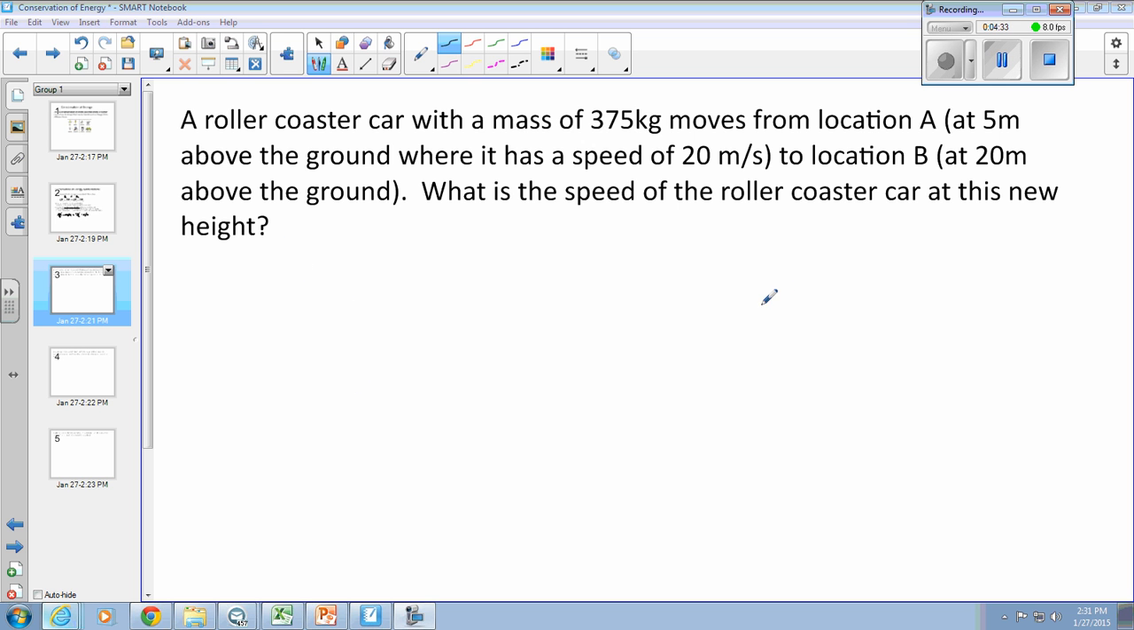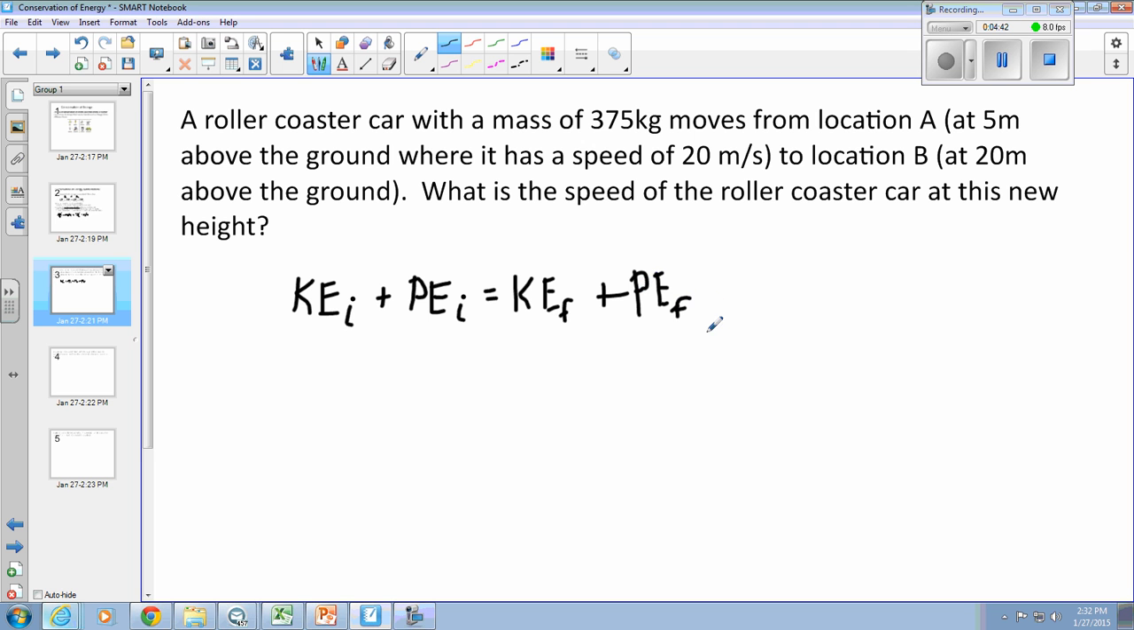Start off writing your conservation of energy equation. Kinetic energy initial plus potential energy initial equals kinetic energy final plus potential energy final. Since we have all this given information, you've got the mass of the car, so the mass is going to be the same throughout. You have the initial height, you have the final height, you have the initial velocity. So we can solve for the final velocity because that's going to be the only unknown.